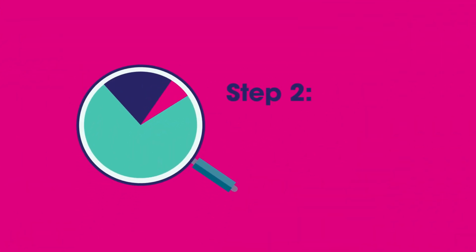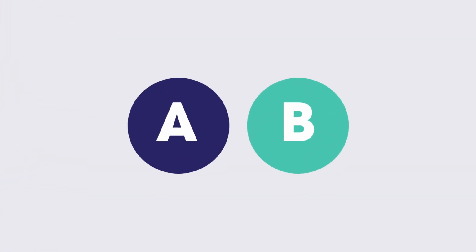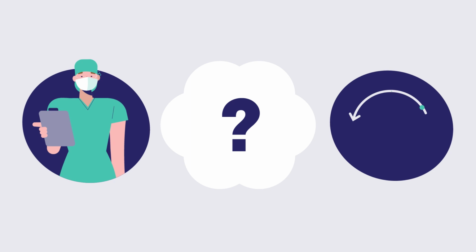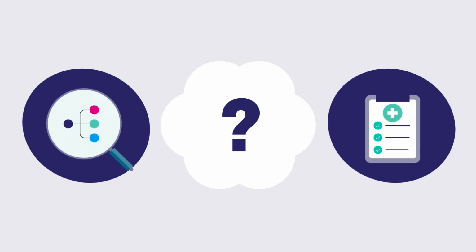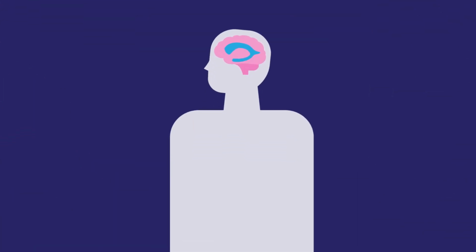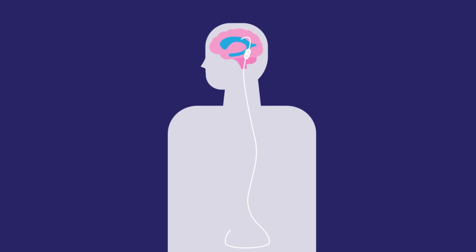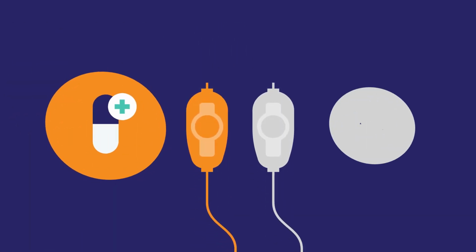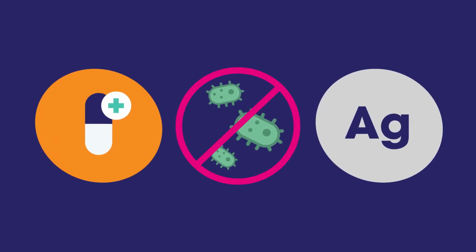Step 2. What's the current evidence and clinical practice? Whatever intervention you are testing, it's important to establish what is currently known about it and what surgeons are doing routinely. Systematic reviews and clinical practice surveys can help. For example, in BASICS, standard brain shunts are made of plain silicone. But 2 new devices, antibiotic and silver shunts, were introduced with the claim that they would reduce infection.